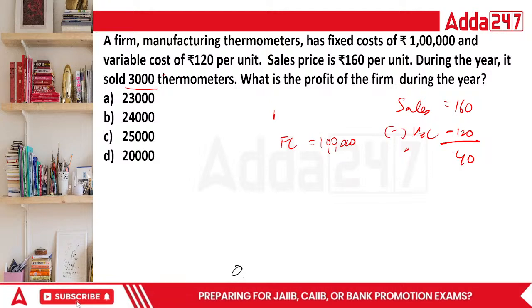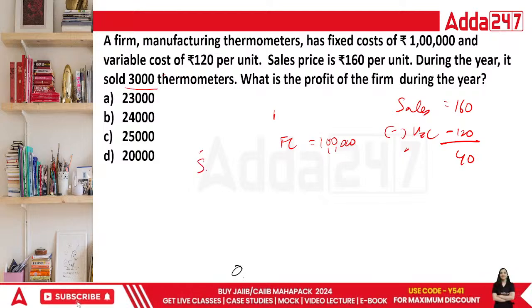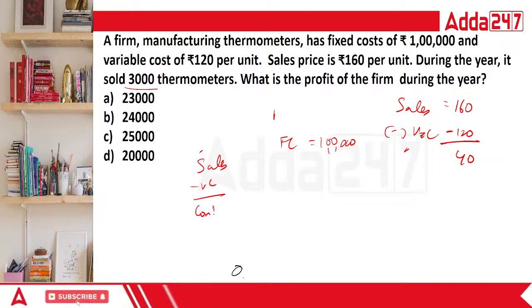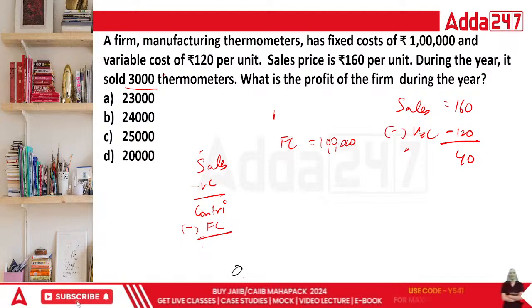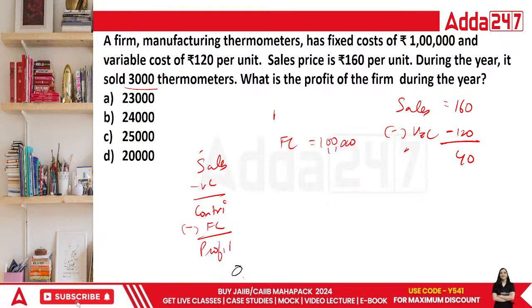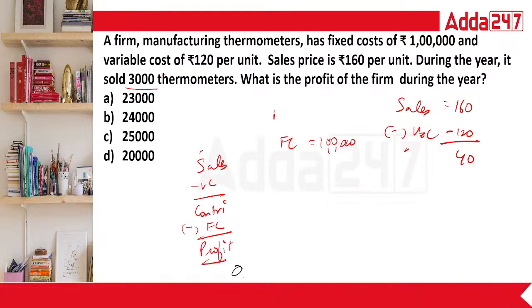Everybody, when we talk about this particular question, how do we discuss it? The formula says that first of all you take sales. From this, remove only the variable cost. This will give you the contribution. From your contribution, remove your fixed cost, and this will give you the profit before interest and tax.